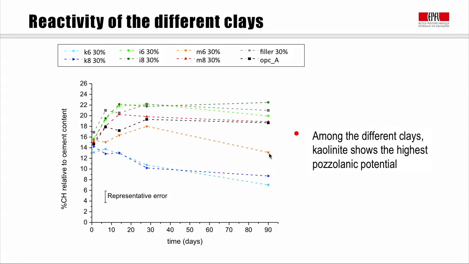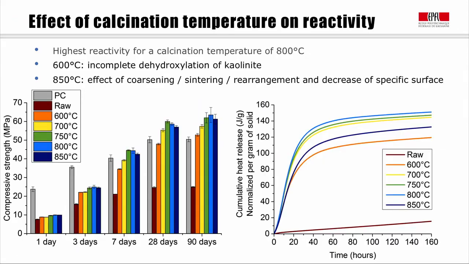What should be the optimum temperature for the calcination? In this graph here, we see for a particular clay that has been calcined at different temperatures, how the strength varies over time.